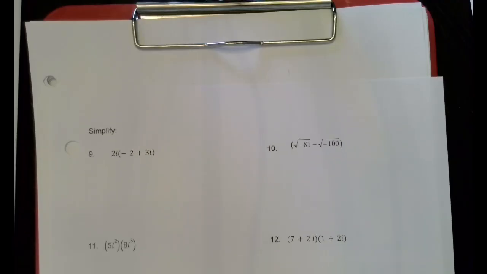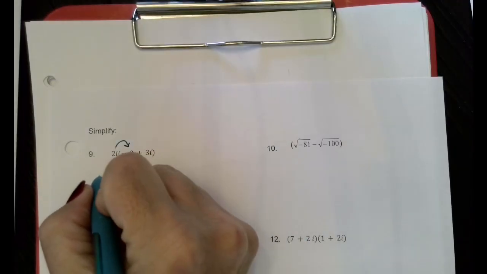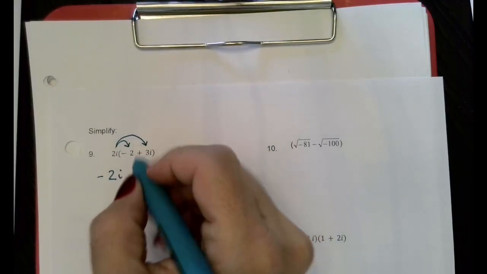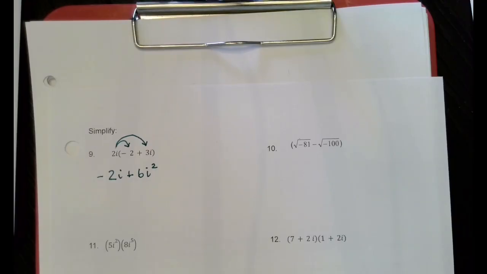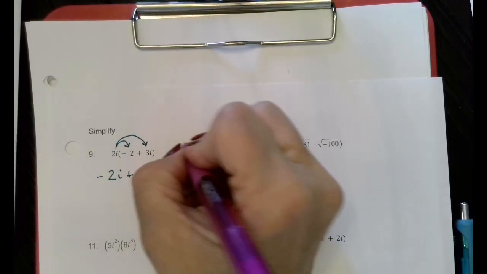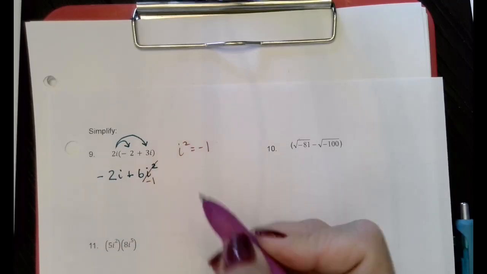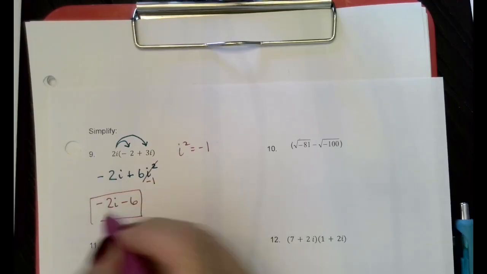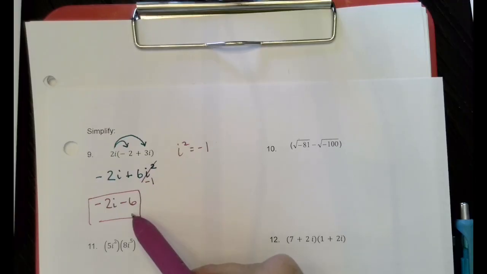All right, so what we're doing here is we're multiplying. So when we multiply, we're going to distribute. So my first term becomes -2i. I distribute to this one. I have 2 times 3, so plus 6i squared. Now, we're not done because we know that i squared equals -1. So this guy is going to turn into a -1. So I have -2i minus 6. So I take this i squared, I replace it with -1. 6 times -1 is -6. Okay?